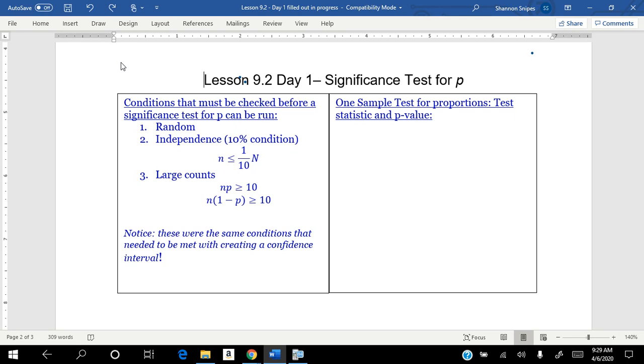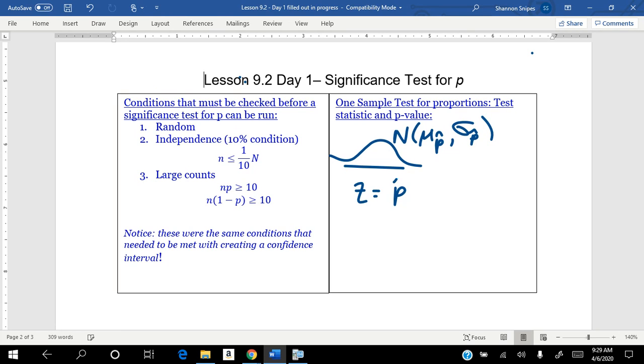So let's summarize our one sample test for proportions. This is a one sample z test for proportions. We will hopefully have the normal condition met. Our mean, mu of p hat, and our standard deviation of p hat. Our test statistic is going to be p hat minus p divided by this standard deviation.